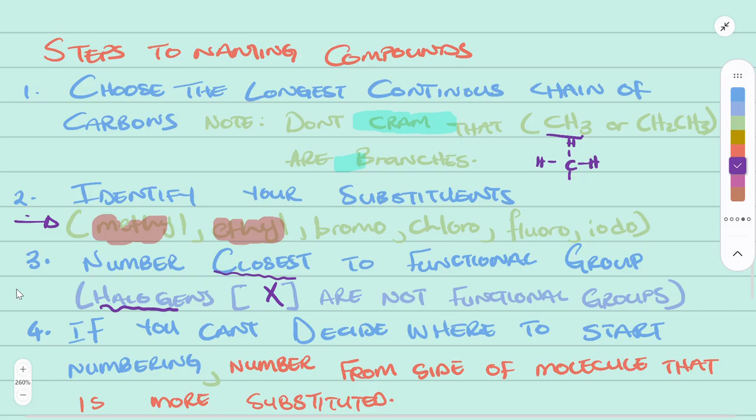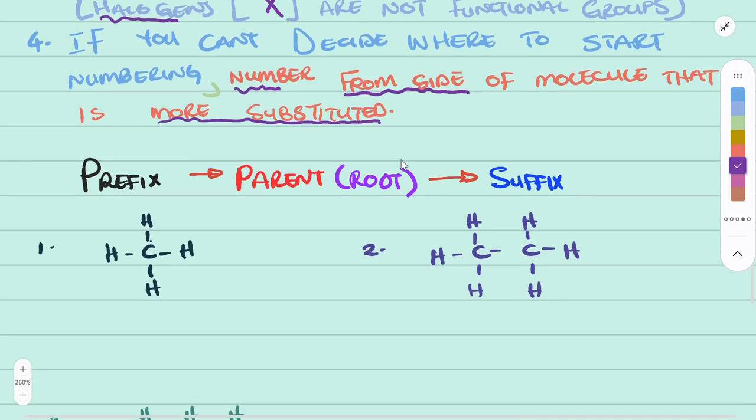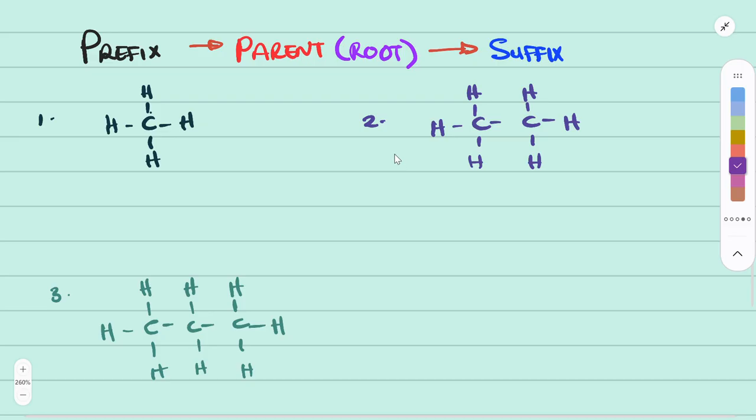Then we go to the next one. If you can't decide where to start numbering, you number from the side of the molecule that is more substituted. You will see that when we do some other molecules where you have to start numbering from the side that is more substituted. Those are just the basic rules. When it comes to Iupac naming, Iupac names have three different parts: the prefix, the parent, sometimes called the root, and the suffix. Those were covered in the other video.